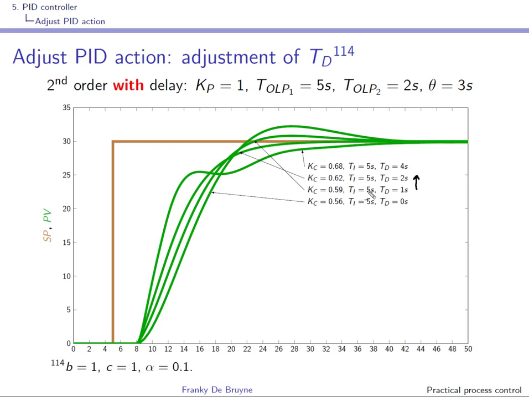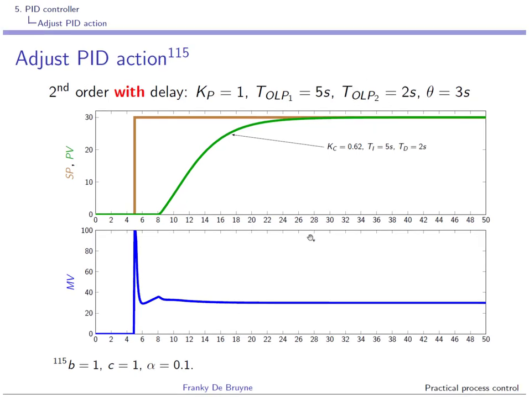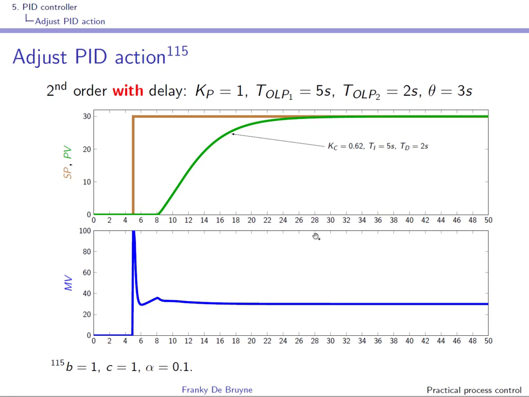And if we look here, we retain the values corresponding to TI equal to 5 and TD equal to 2 seconds. It's always a good idea, if you have a second order type system with a delay that is not too large with respect to the main time constant, to take an integral time constant in the neighborhood of the main time constant and a derivative time in the neighborhood of the secondary time constant of the system, right?